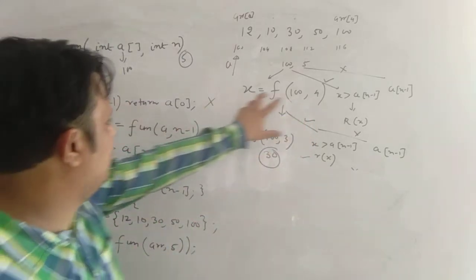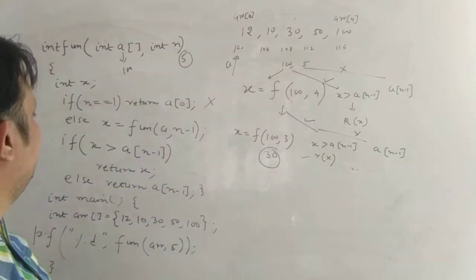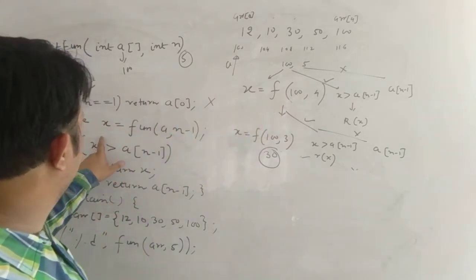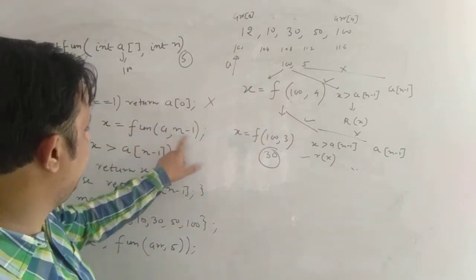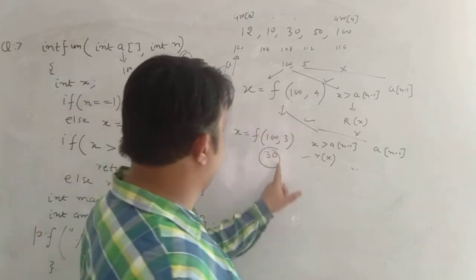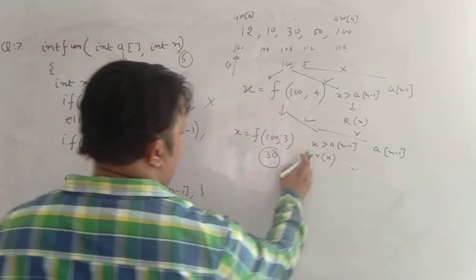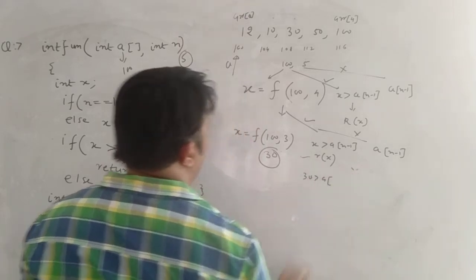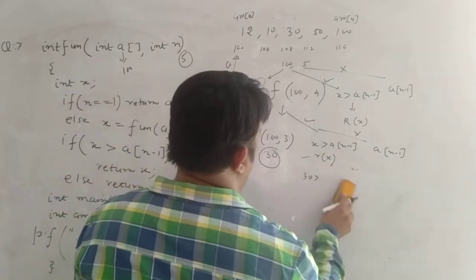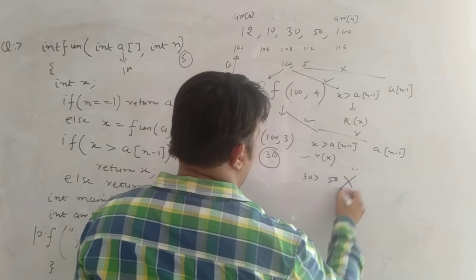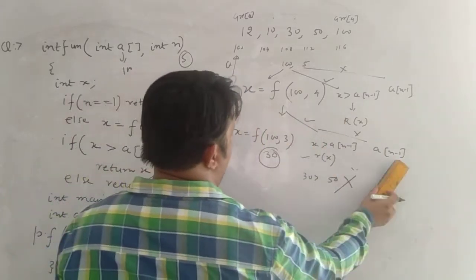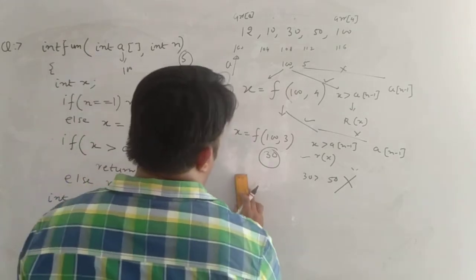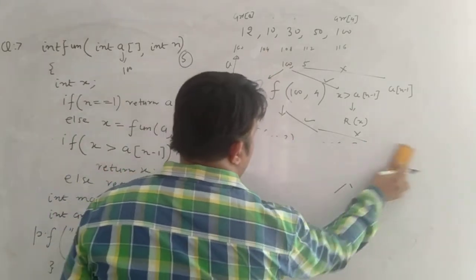Initially, when you call this function, the value of n is 4, right? So now when the n value is 4, the condition is false, and you call the function a n minus 1. So here the value of n is 4. So is 30 greater than a n minus 1, 4 minus 1, 3? 30 is greater than 50? So your condition is false. When the condition is false, again you return a n minus 1, which is 4 minus 1, 3. You return a3, 0, 1, 2, 3, which means 50.